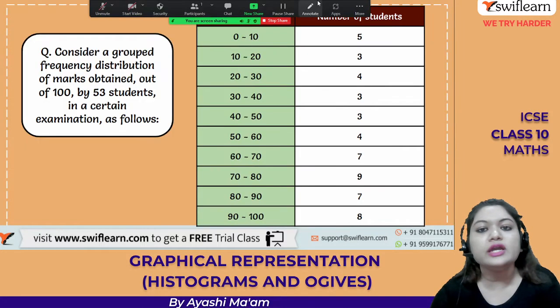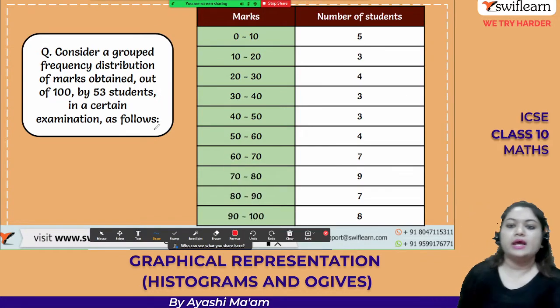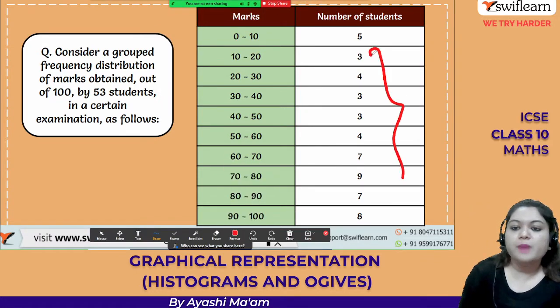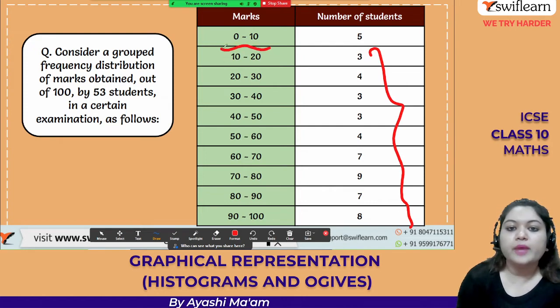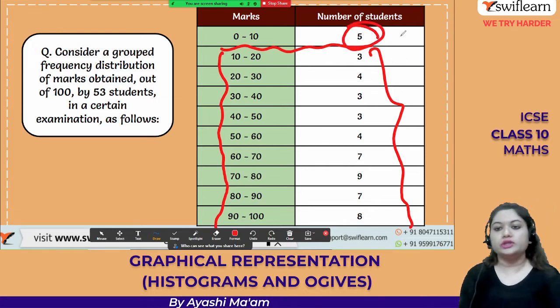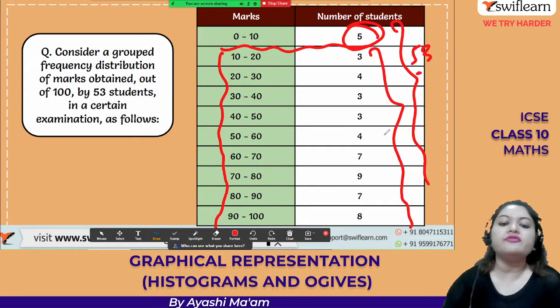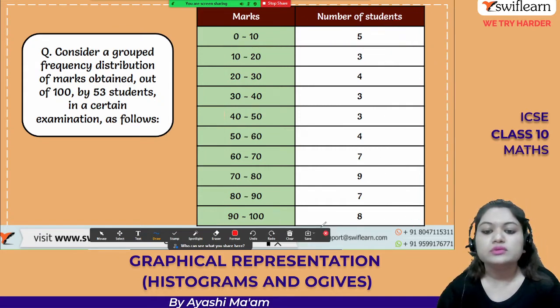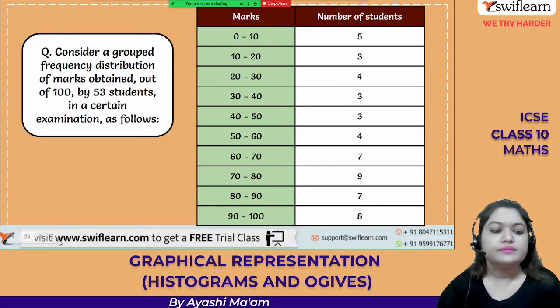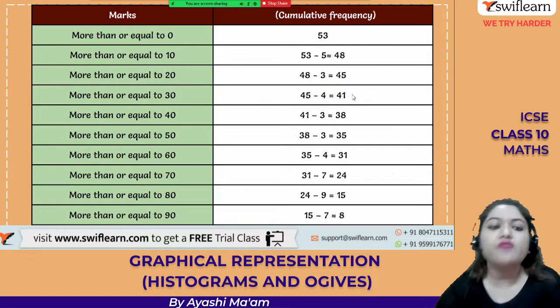Now, more than or equal to 10. That means what? This part, the 10 to 20 part, either this part is equal to 10 or more than 10. So we are excluding this 5. That means from the total, you have 53 minus 5. That's all you need to do. Okay. See, 53 minus 5, that is 48.